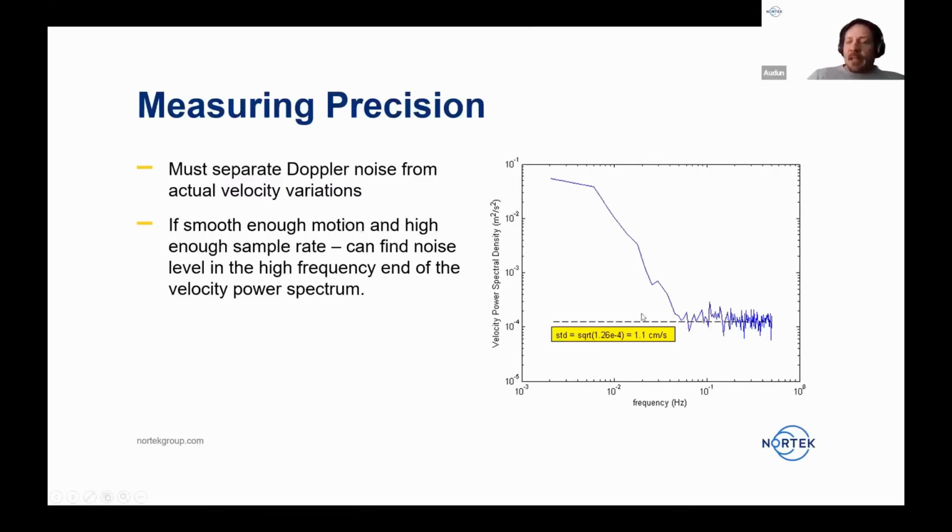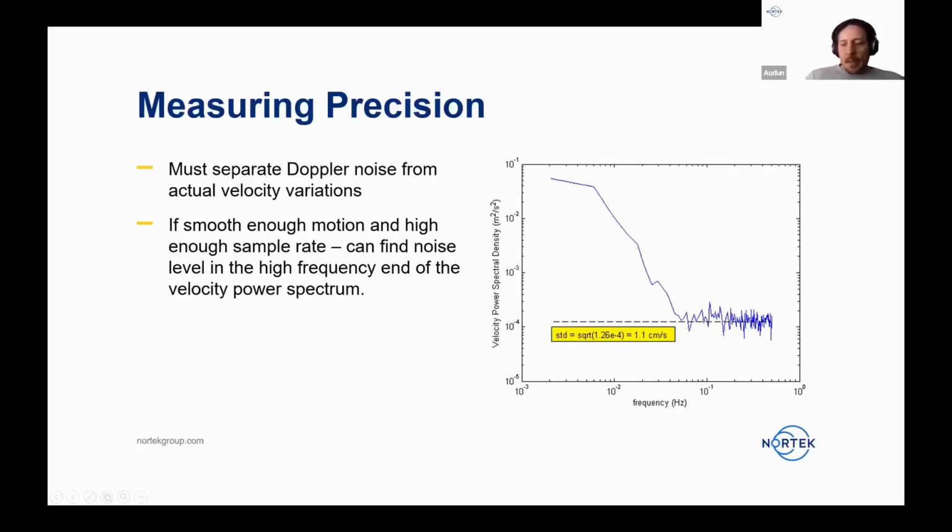I'll find that the high end of the spectrum is completely dominated by the Doppler noise. So in this case, my platform is a fairly large AUV that's very, very stable. So all the true motion of it is way down in the spectrum here, and the high end is dominated by the noise. So then I can just take this noise floor, and I basically just take the square root. This is the power spectral density. Take the square root, and find, in this case, 1.1 centimeters per second. That's one standard deviation now of this time series.